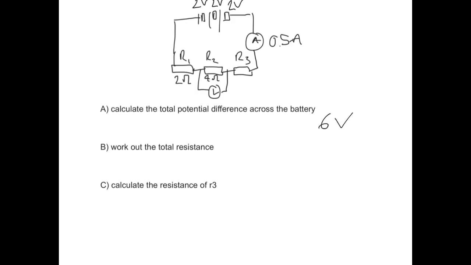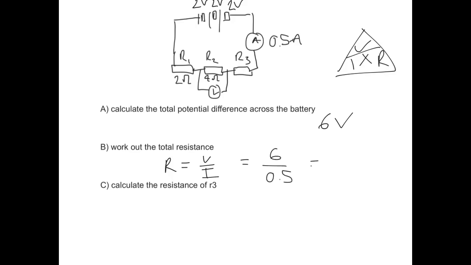Okay, work out the total resistance. So it'd be tempting here to try and add up all the resistances of the individual resistors. You can't do that because you don't know the resistance of resistor 3. So we're going to have to do this a different way, and we're going to use this equation triangle. So resistance is V divided by I. The V is 6, which I just worked out. I is 0.5, given by the ammeter, and therefore the answer is 12, and the units are ohms.